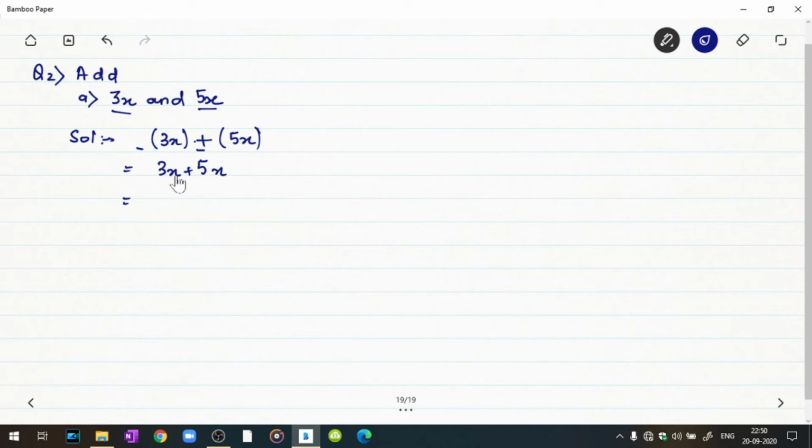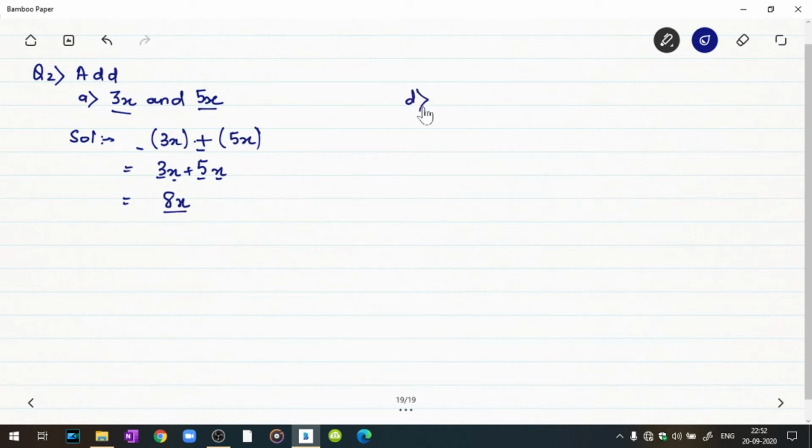Now we will find the sum of the numerical coefficients. So when you add 3 and 5, you will get 8, and then write the answer as a product of this number along with the literal coefficient. So you have x as the literal coefficient, so your answer is 8x.